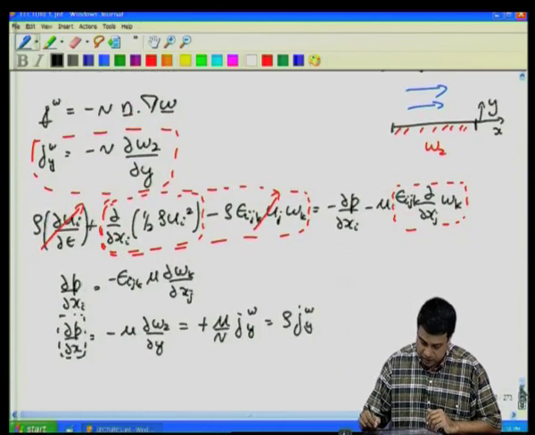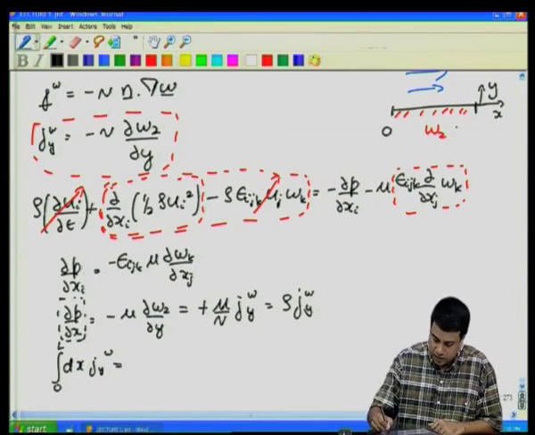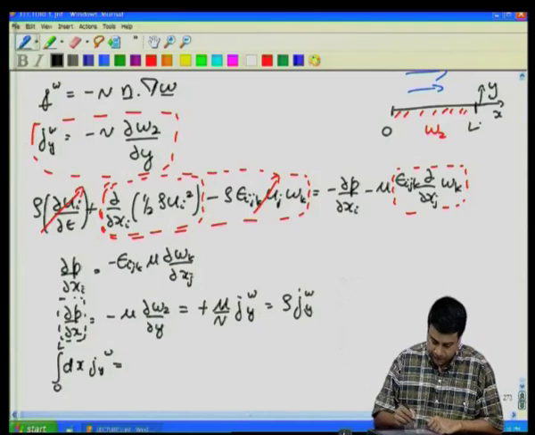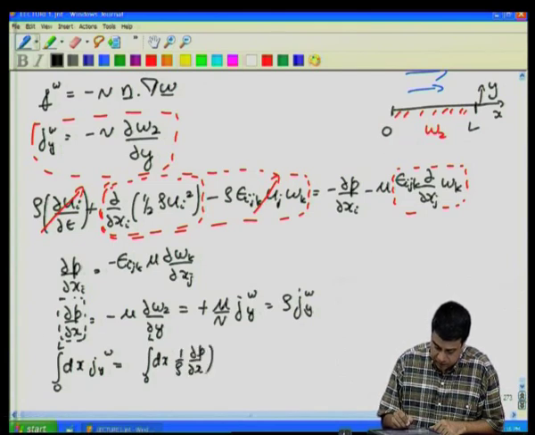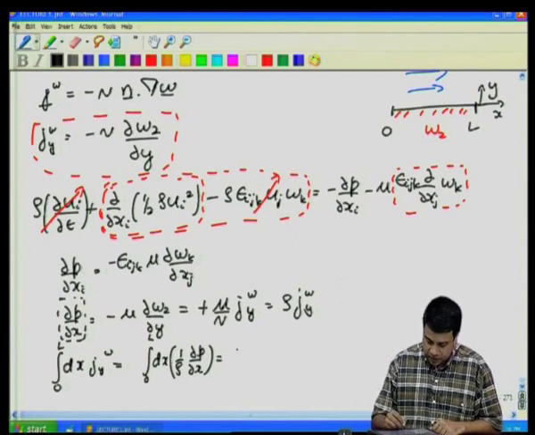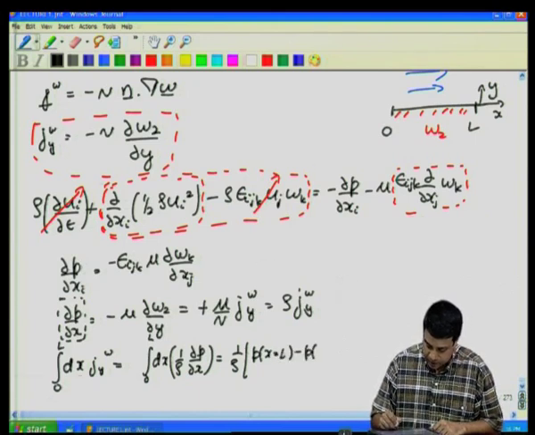So, the net vorticity flux that is coming out, the integral of dx j_y^ω between two locations, let us call them 0 and L, the start and the end of the surface, is equal to the integral between 0 and L of dx of 1/ρ ∂p/∂x, which is equal to 1/ρ times [p at x = L minus p at x = 0].